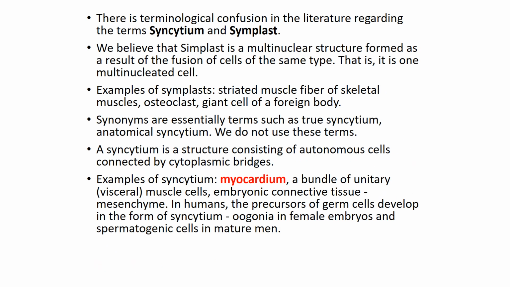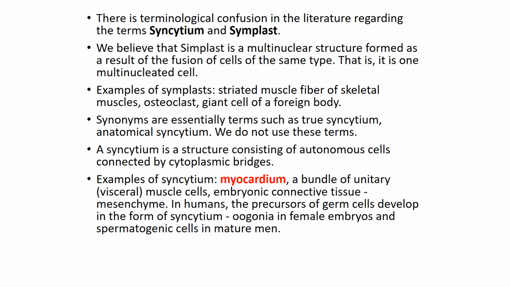There is terminological confusion in the literature regarding the terms syncytium and symplast. We believe that symplast is a multinuclear structure formed as a result of the fusion of cells of the same type. That is, it is one multinucleated cell. Examples of symplasts: striated muscle fiber of skeletal muscles, osteoclast, giant cell of a foreign body. Synonyms are essentially terms such as true syncytium, anatomical syncytium. We do not use these terms.